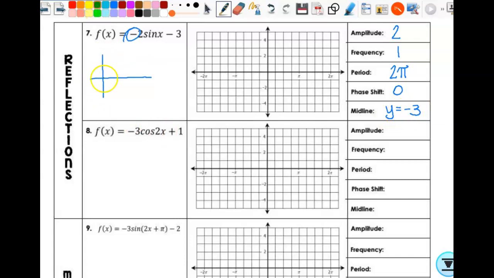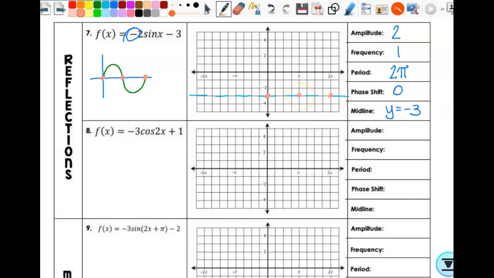All right, my sine function looks like this. My midline is at negative 3. This point is a midline 0, unless I have a horizontal shift, which I do not, so I have a midline 0. The end of the period is a midline 0, wherever the period ends. Its period is 2 pi, so I have another one right there. Then to get this third one, it's just halfway in between.